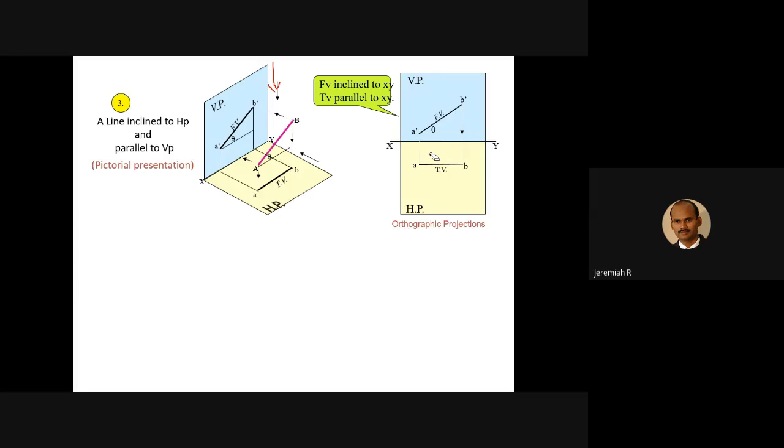Inclined to HP, but parallel to VP. Since it is parallel to VP, in the front view you will get an inclined line equal to the true length. Whatever theta is, it is the same: A dash B dash. In the top view you will get a reduced length of line. The top view length is the reduced length of line, and that depends on theta. You'll get a straight line, but a reduced length of line.